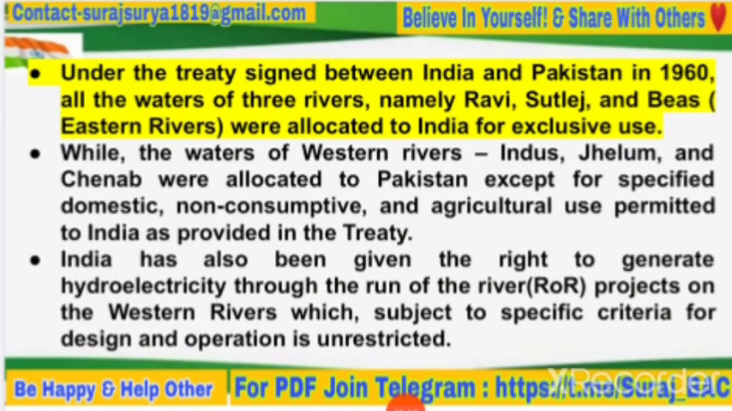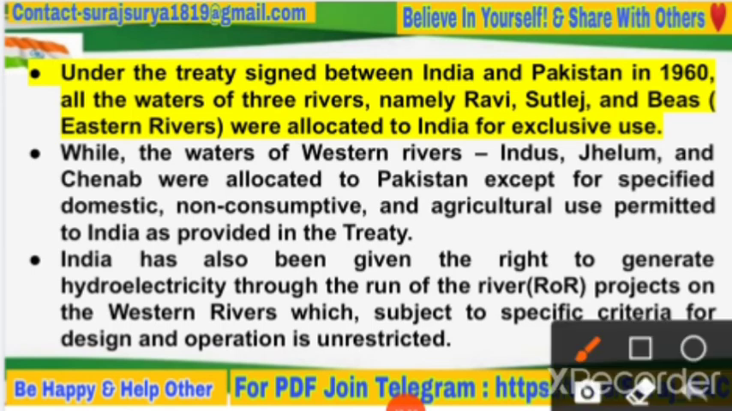Under the treaty signed between India and Pakistan in 1960, all the waters of three rivers, namely Ravi, Sutlej and Beas, which are the eastern rivers, were allocated to India. Sutlej, Ravi and Beas are the eastern rivers. Because all these rivers have very little water, India consumes only 20% of the Indus River system's water.